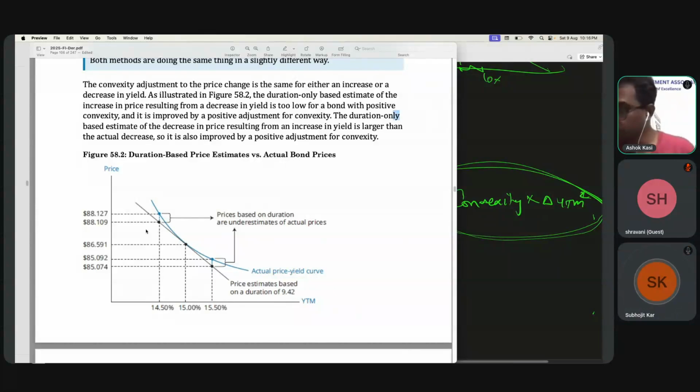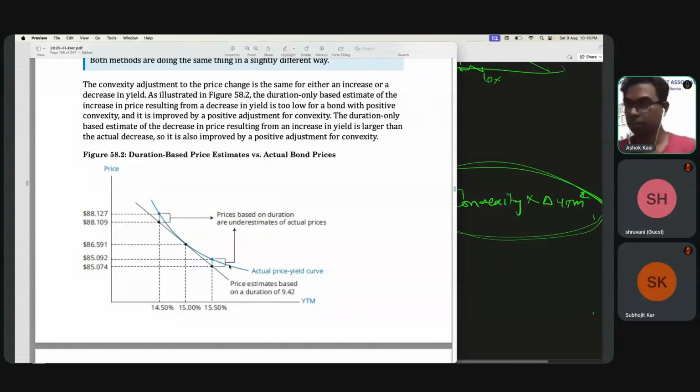How is it benefiting? See, when the interest rate is going down, your bond should go up to 88.109, but it is reaching 88.127. That means a higher number. Similarly, when the interest rate is going up, the bond should reach 85.074, but it is reaching 85.092. So on both sides, whether the interest rate is going up or down, convexity supports you. Is it okay?